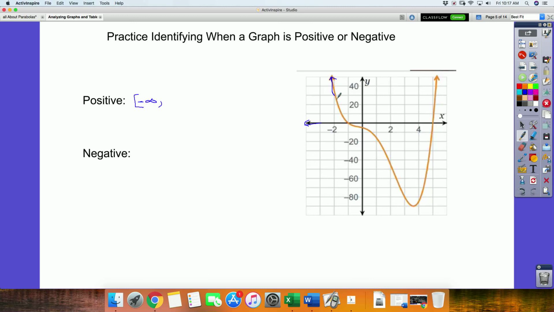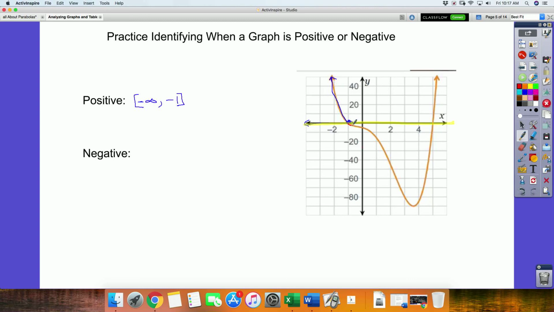And if I follow it down, it hits my x-axis. And if you want, we can highlight that so we remember that's my positive negative line. So I can see that it hits the x-axis at negative 1.